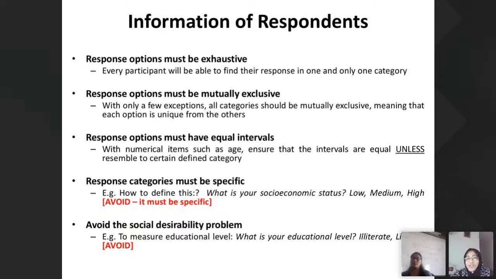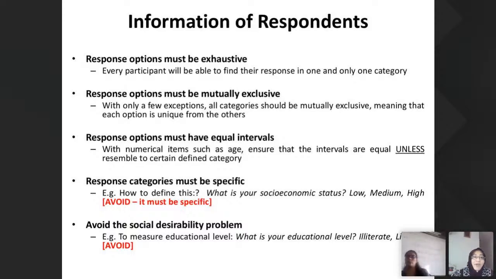Number two, the response options that you give to the respondent must be mutually exclusive. Meaning, each option is unique from the others. It cannot be similar things that have been mentioned. Let's say you want to know the occupational history of the patient. You may put public servant, for example, and then at the bottom, suddenly you mention public hospital. Public hospital is the same as public servant. So what is the difference?